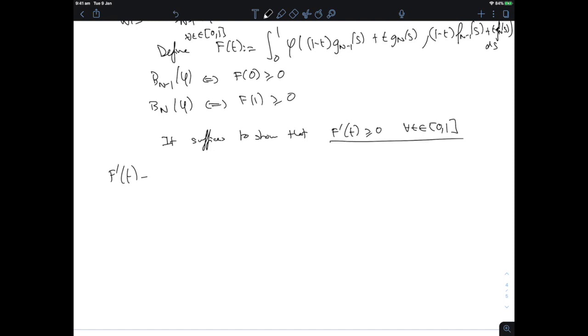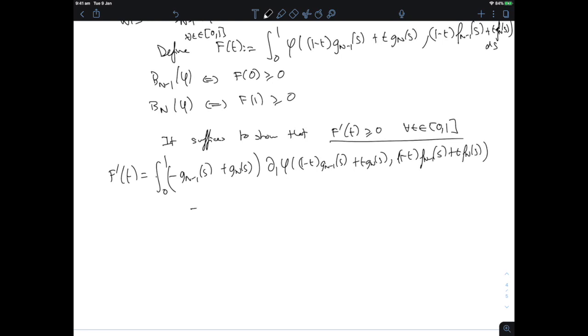So f prime of t is the integral from 0 to 1 of g_{n-1}(s) minus g_n(s), actually that's the other way around, g_n minus g_{n-1}, times the derivative in the first component of phi, evaluated at (1-t) g_{n-1}(s) + t g_n(s), comma (1-t) f_{n-1}(s) + t f_n(s), and then plus f_n(s) minus f_{n-1}(s) times the same thing with the derivative in the second component of phi. And all of that ds.